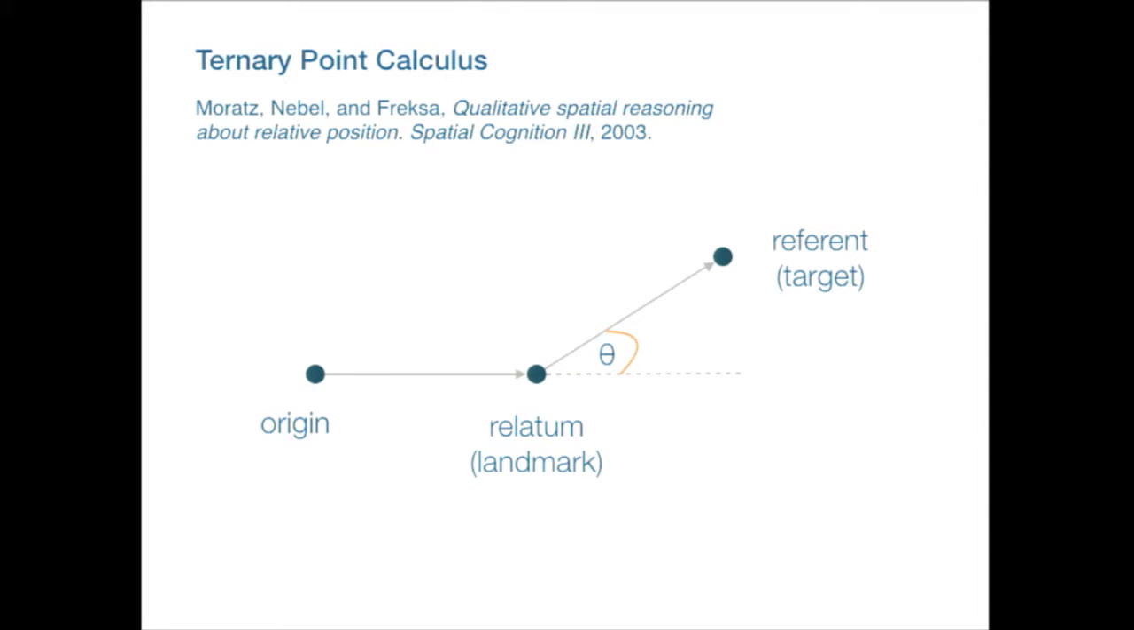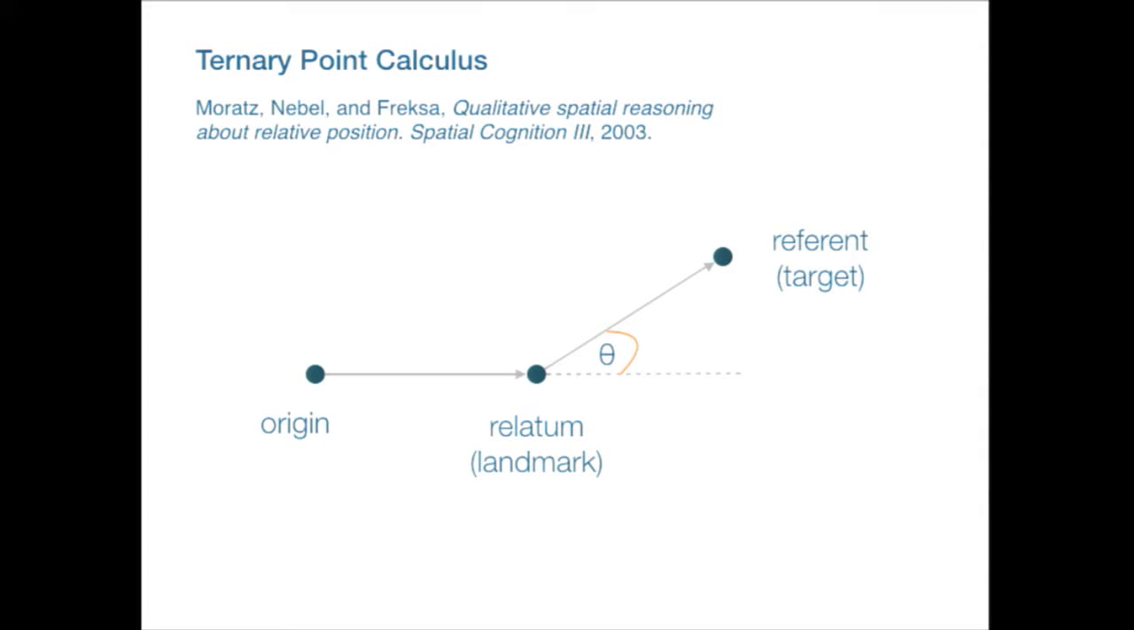We represented the relational information using something called ternary point calculus. In this case, you've got someone observing a landmark object and a target object, and you express the calculi as some coarse categorization over the angle and the distance. So this would be behind and to the left of. Okay, the target is behind and to the left of the landmark based on this angle and that distance. So this is one type of relation.